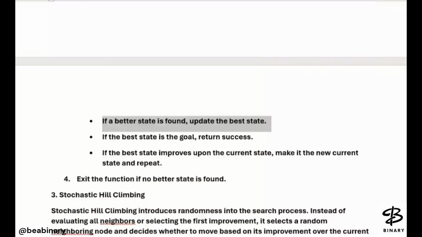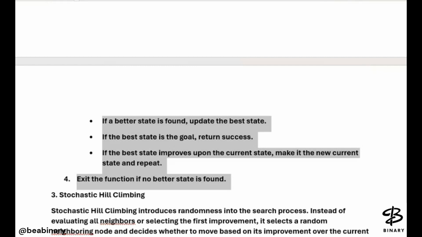If the best state is the goal state, return success. If the best state improves on the current state, make it the new current state and repeat. If the goal state has been found with the best state, then it will return success. But if it's not found, it will convert the best state into the new current state and repeat the loop, and exit the function if no better state is found from the current state from where the algorithm has started or the looping has started.